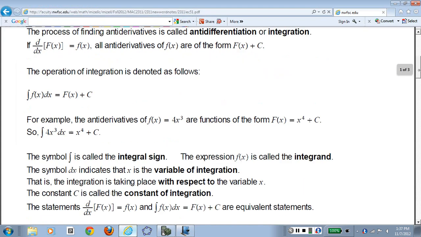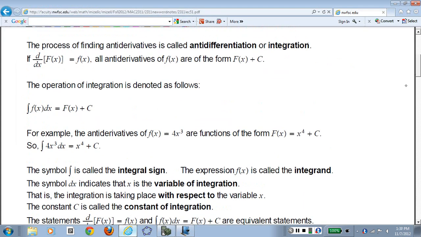The notation involves a symbol which is intended to resemble an elongated letter S, standing for the idea of a sum. We'll talk about sums later in the chapter and see how infinite sums can be converted to integrals. But we write this and we say the integral of f of x dx equals big F of x plus c. So big F is an antiderivative of little f.